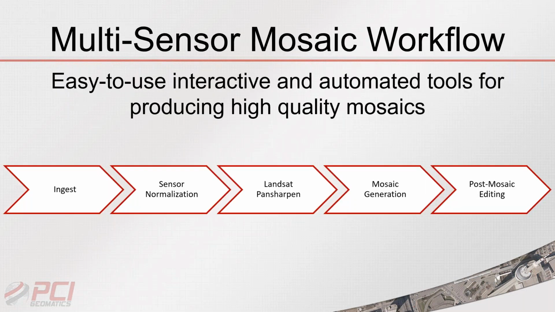Now here is the workflow. It's just an easy to use. It can be interactive or automated for producing the mosaics. It's 5 steps, could be even 4 if you don't have multispectral and panchromatic imagery together. And it's an ingest, a sensor normalization, pan sharpening of the data, and then generating the mosaic, and then performing some post-mosaic edits.